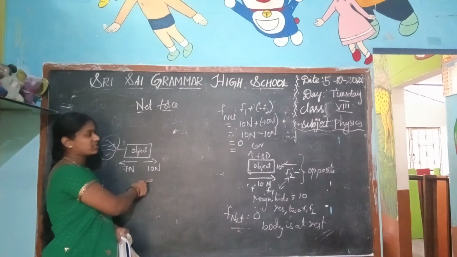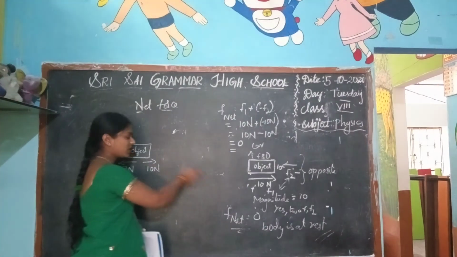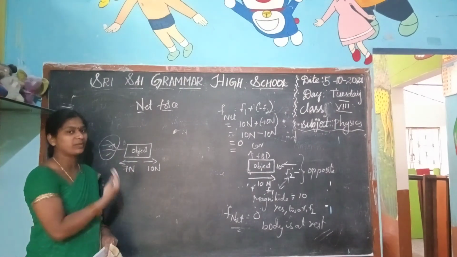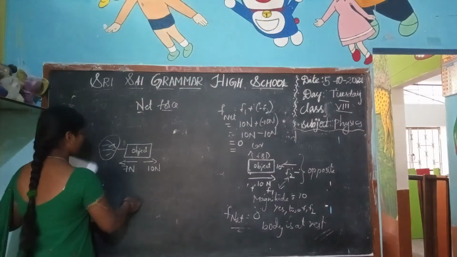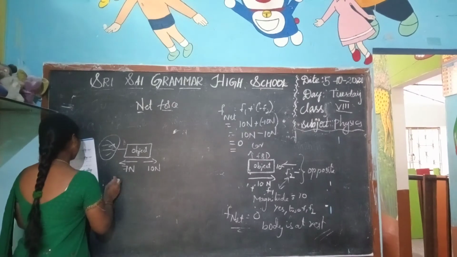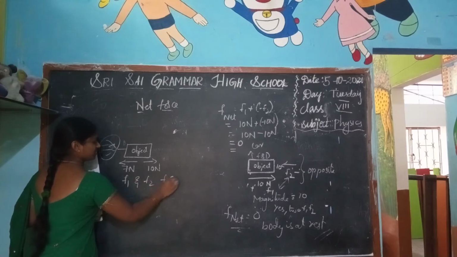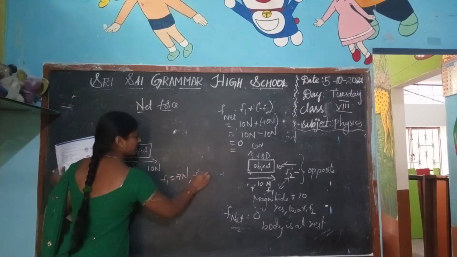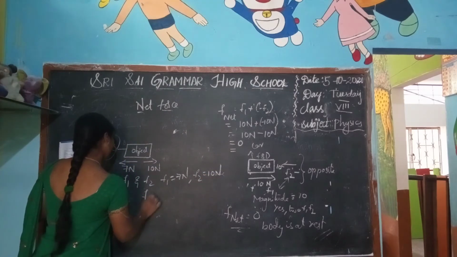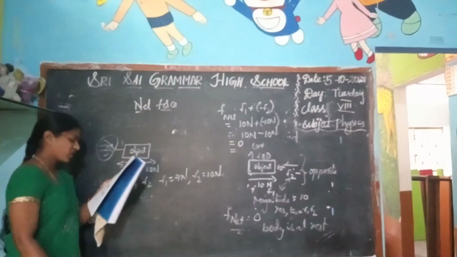We have seen previously that if the net force is 0, the body is at rest. Now if the body is in motion, how is it going to be calculated? How many forces are acting on the car? Two forces, F1 and F2. F1 is 7 newtons and F2 is 10 newtons.